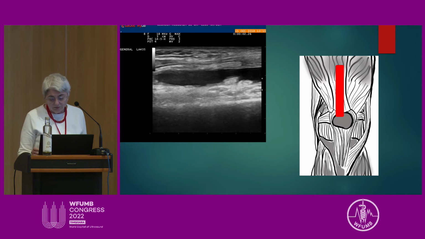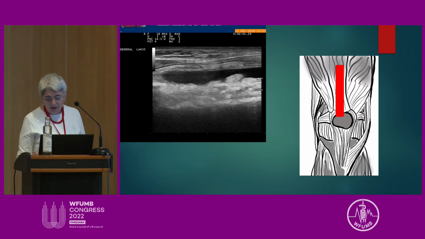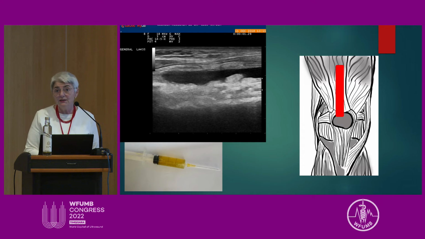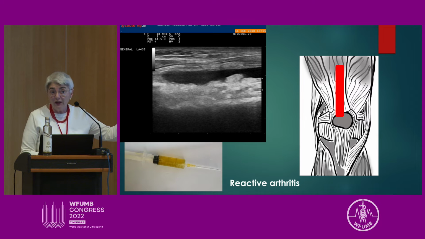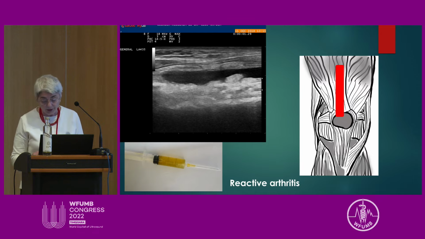What I did, of course, I made a puncture, and look what I have. I had a clear synovial fluid, and of course I asked myself why this clear, serocitrine fluid has this ultrasound aspect. Because this was a fluid from reactive arthritis, and here we have a lot of inflammatory cells and other components that give us this homogeneous aspect of the joint fluid.